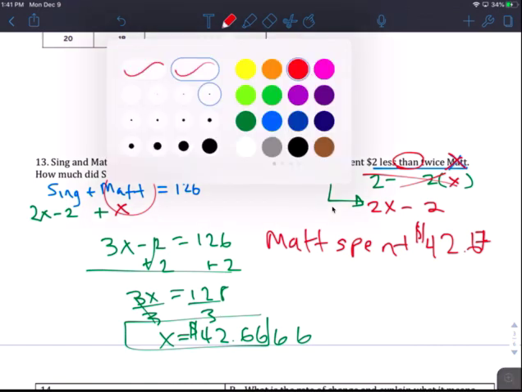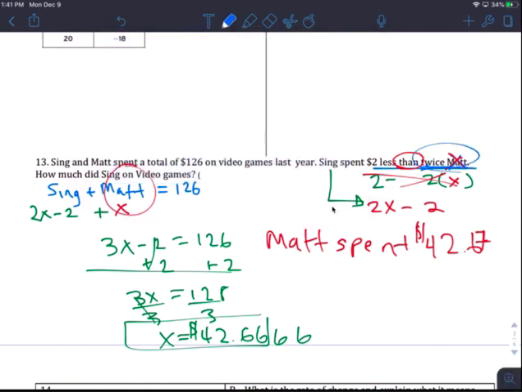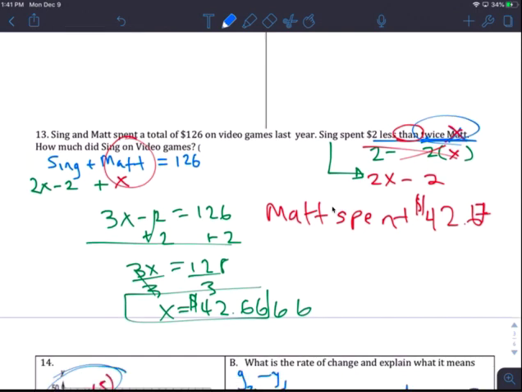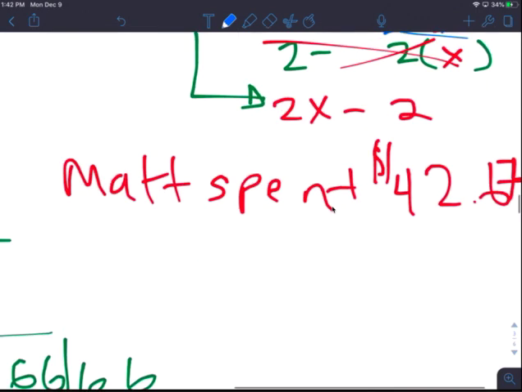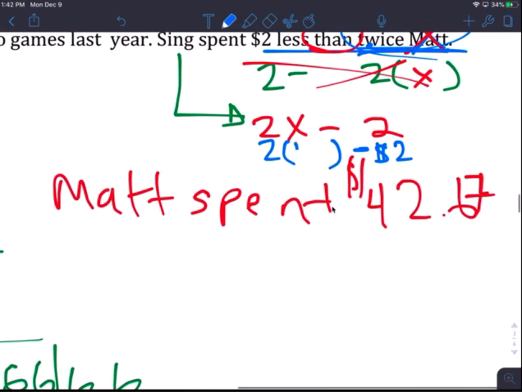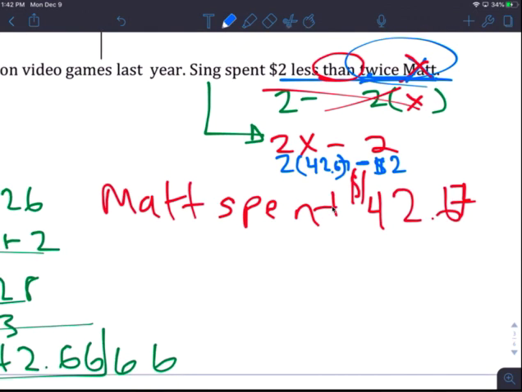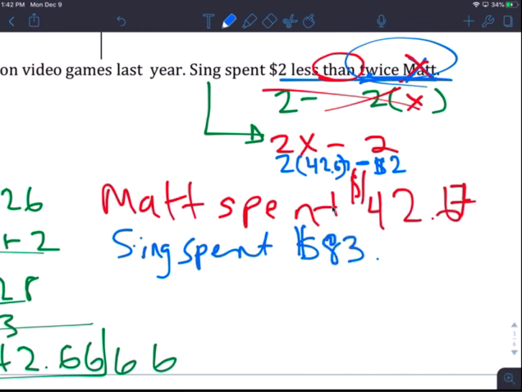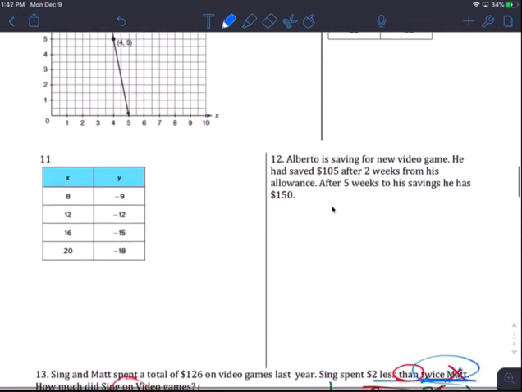And of course, Sing spent twice as much as Matt. So Sing is 2 times, but don't forget the minus, that is $2 here. 2 times, how much did Matt spend? $42.67 minus the $2, so Sing spent $83 and I think something cents. You figure it out. Okay, and then we'll do number 12.